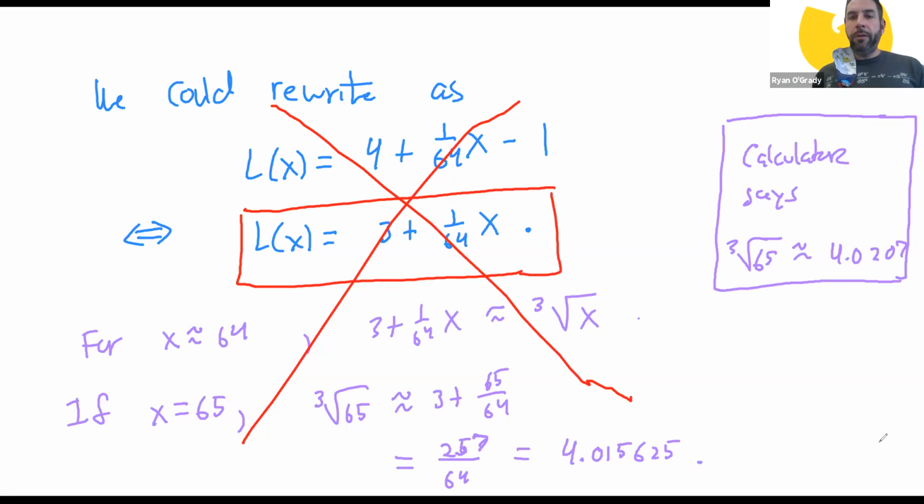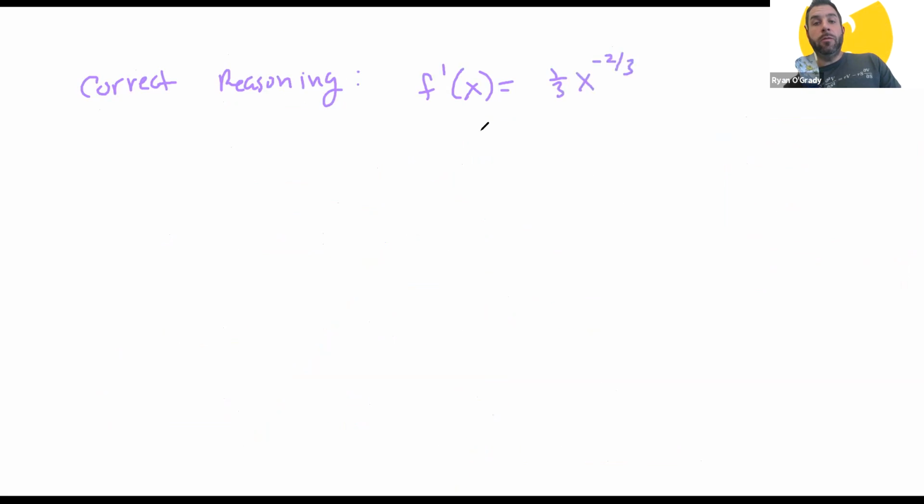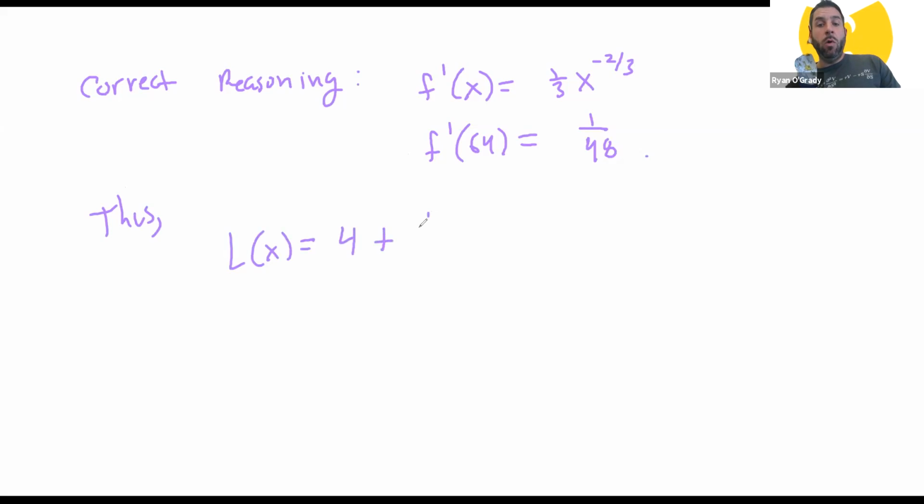So let's get our correct reasoning in here. And the correct reasoning is as follows. That is f prime of x, as we know, is 1/3 x to the -2/3. And so f prime evaluated at 64, if you do the arithmetic, it becomes 1/48. Thus, L of x is 4, like we thought before, plus 1/48 times x minus 64.